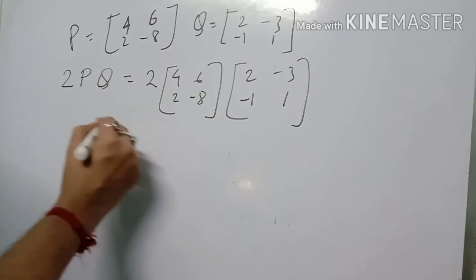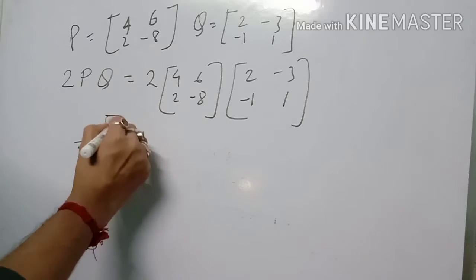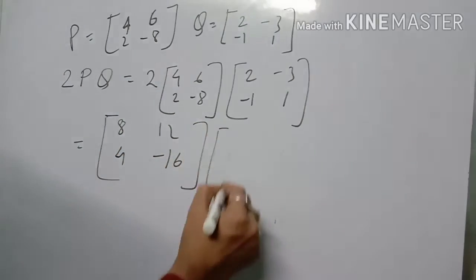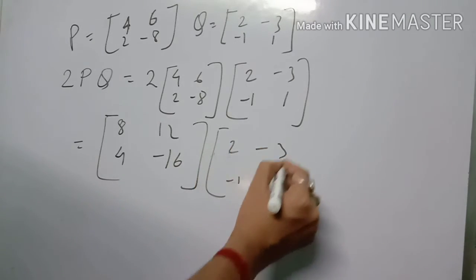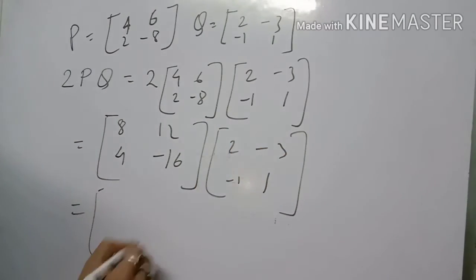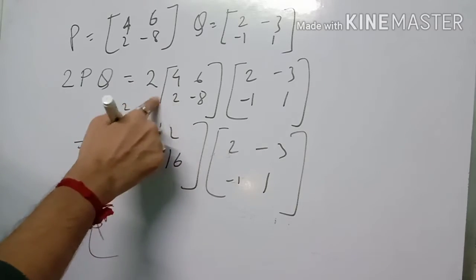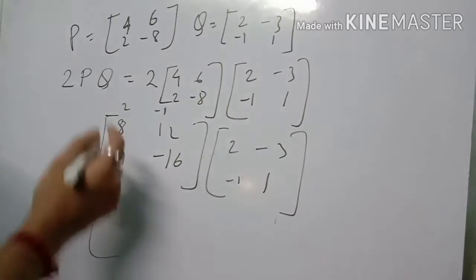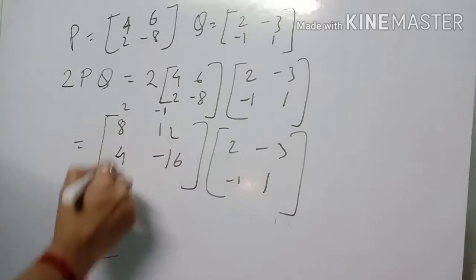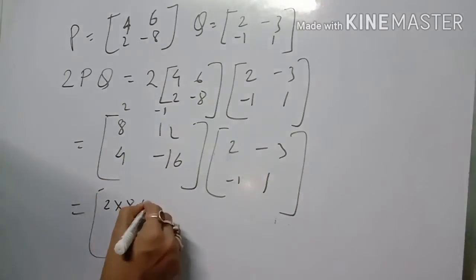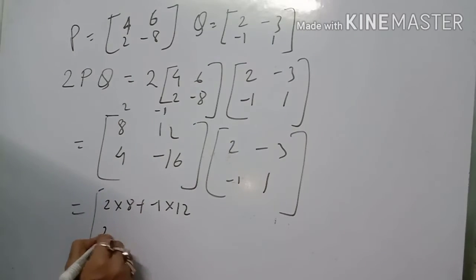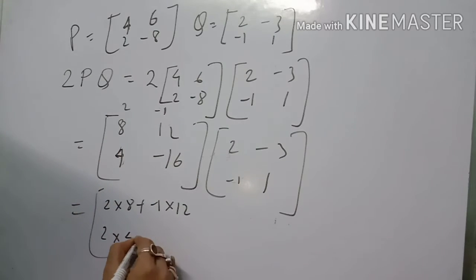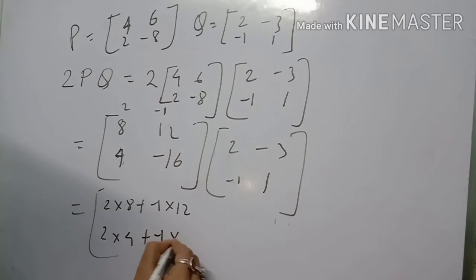First 2 is going to multiply those P matrices. Okay, it will be 8, 12, 4, minus 16. So the multiplication here will be with 2 minus 3, minus 1 and 1. Let us multiply. We're going to put here 2 and minus 1 for our benefit with pencil so that we can cancel it later on. Okay, so let us continue. 2 into 8 plus minus 1 into 12, 2 into 4 plus minus 1 into minus 16.